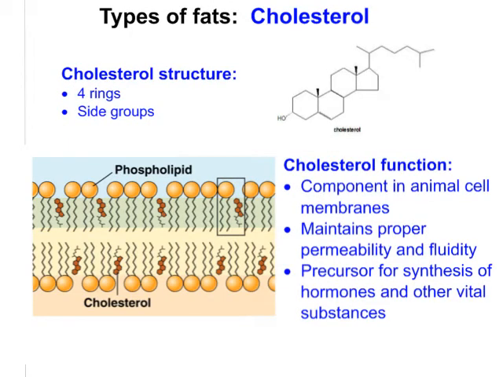Another type of fat that's very important is cholesterol. I know you've heard this word before. What is cholesterol? Here's a picture chemically of what cholesterol looks like. A little bit different than what we've been looking at for our fats, isn't it? Cholesterol happens to have 1, 2, 3, 4 fused rings involved. So it's a little bit different as far as its chemical structure. It has 4 rings, and then it has the side group here.